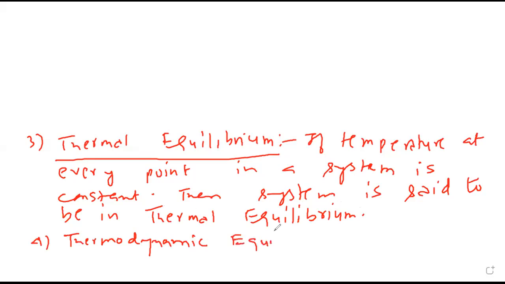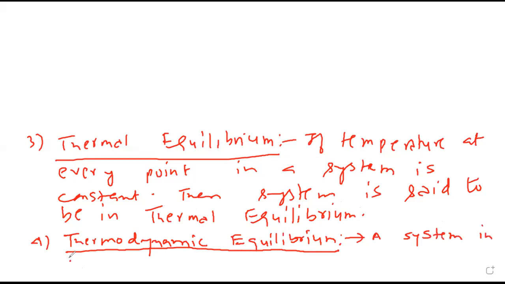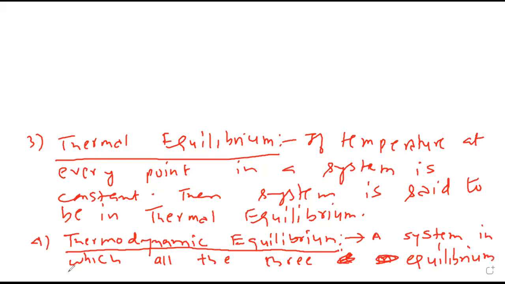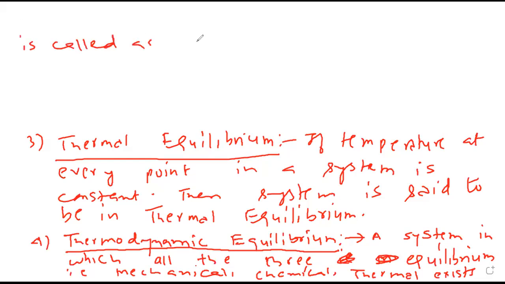Thermodynamic equilibrium. A system in which all the three equilibria, that is mechanical, chemical, and thermal, exist is called thermodynamic equilibrium. Right.